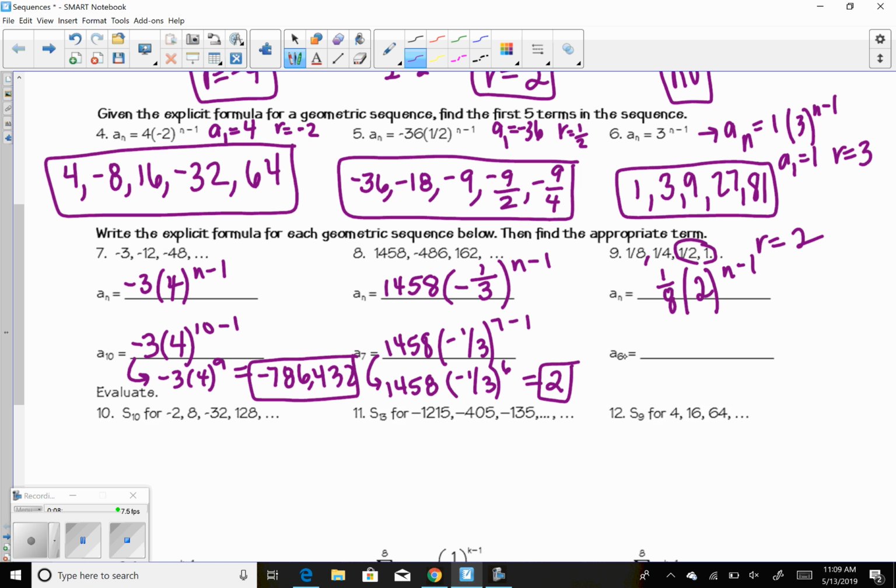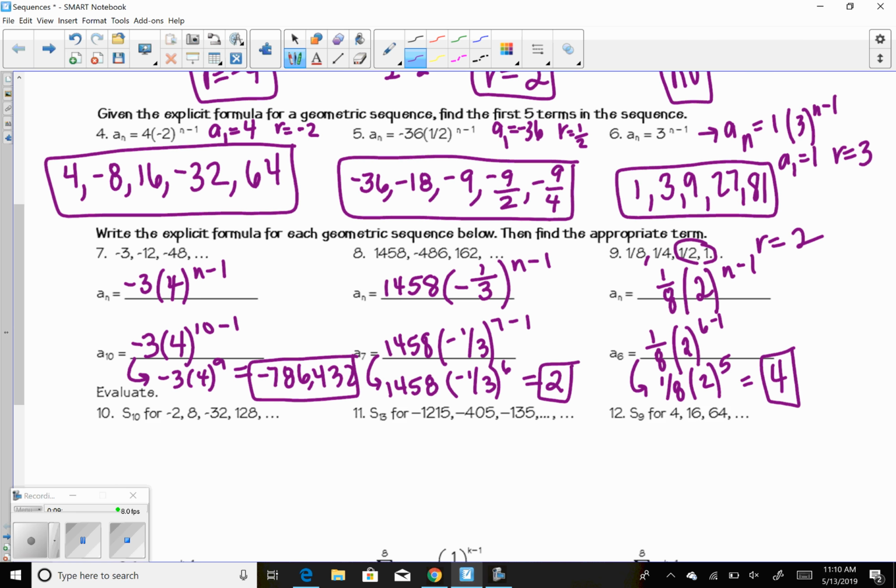So then it asks me to find the 6th term. So 1/8 times 2 to the 6 minus 1. And in the calculator, you have to put that in parentheses. 6 minus 1, I'm just going to plug in 1/8 times 2 to the 5th. So you literally do, in the calculator, 1 divided by 8, parenthesis 2, close the parenthesis, caret 5. And you end up getting 4. Okay?